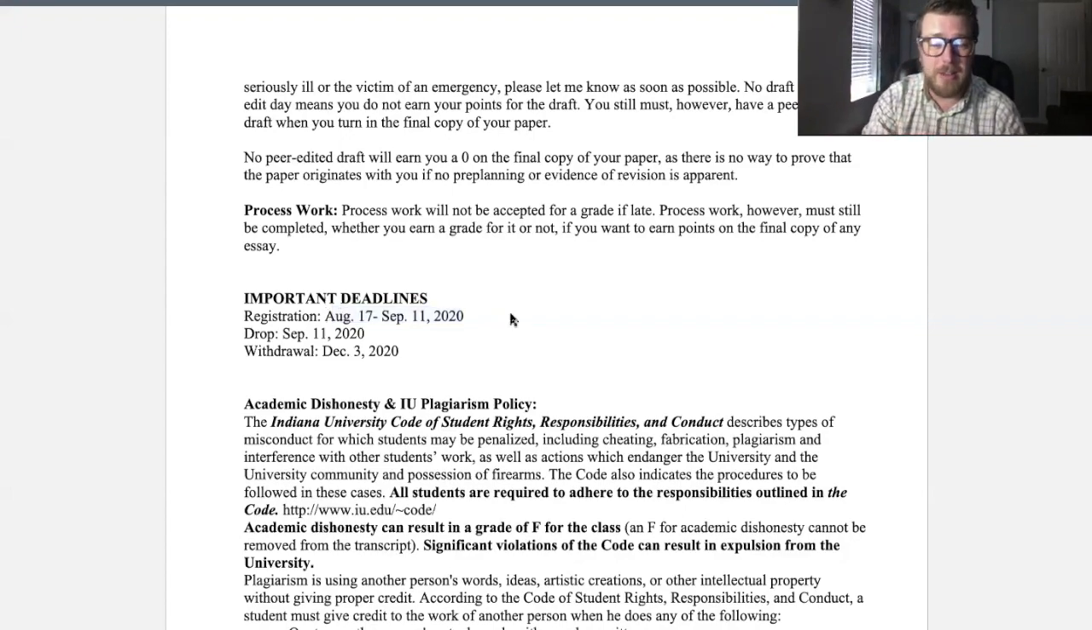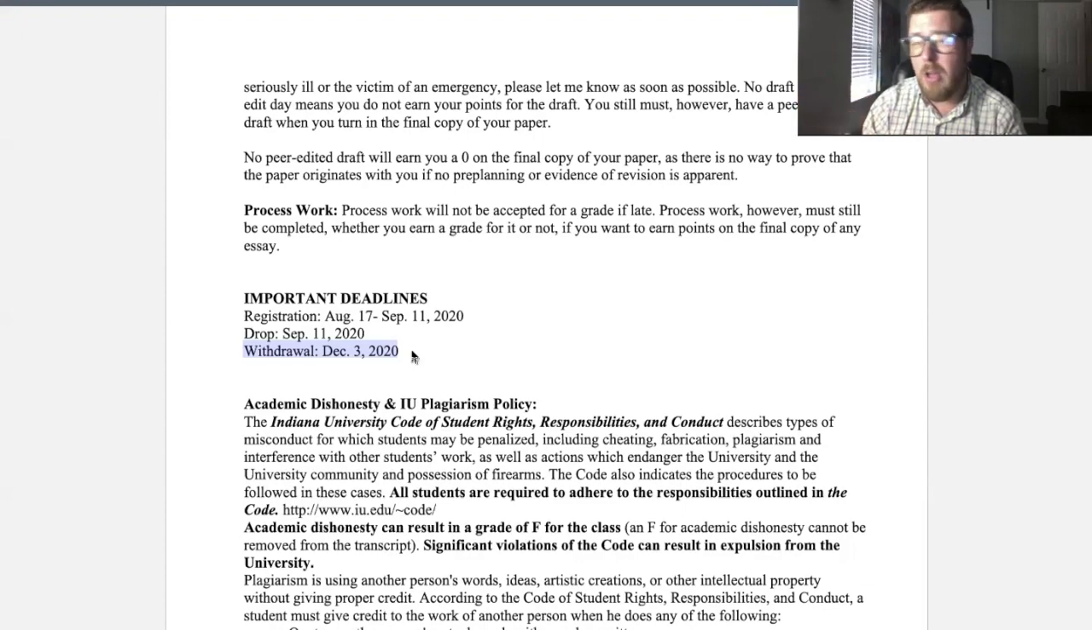Again, I will send out info and a message about that. The drop date is September 11th as well. What that means is that's the last date that you can drop this class, okay? The last date that you can drop this class without penalty to your transcript. Withdrawal date, that is the last date that you can withdraw from this class on your college transcript without it going on your transcript as a failure or without it going on your transcript as a letter grade.